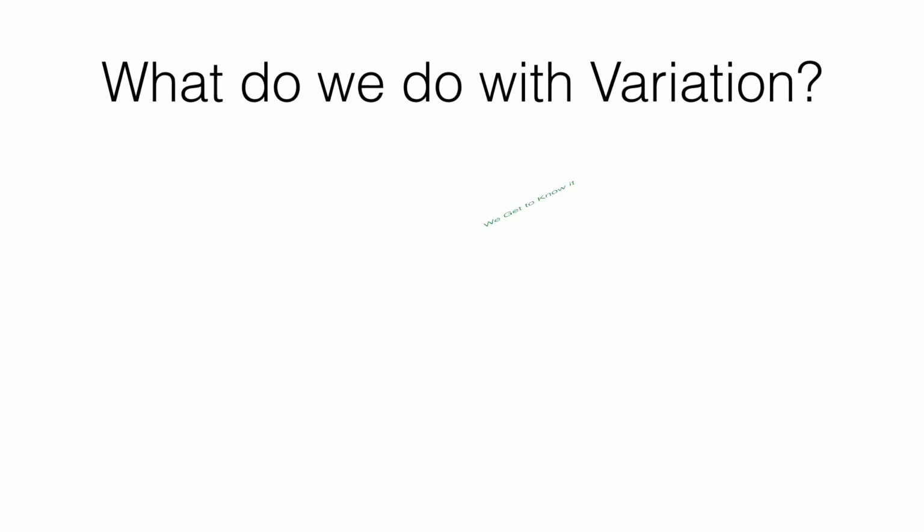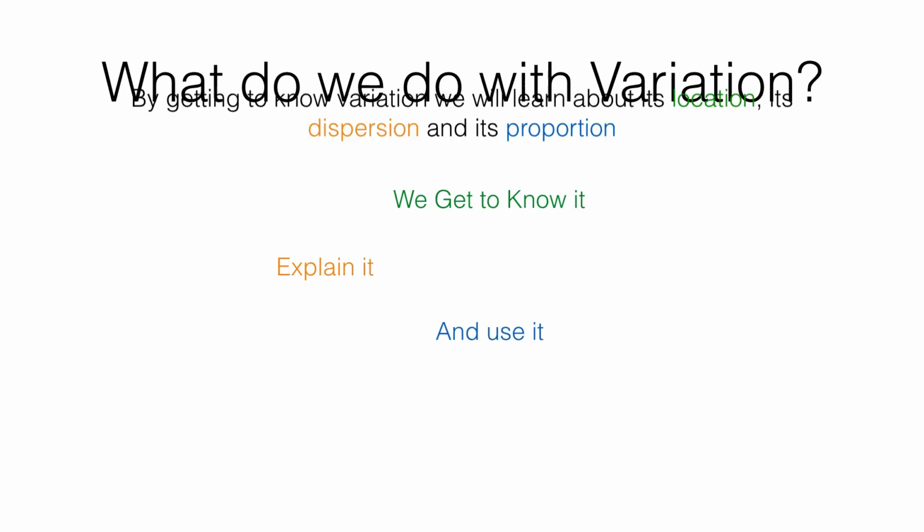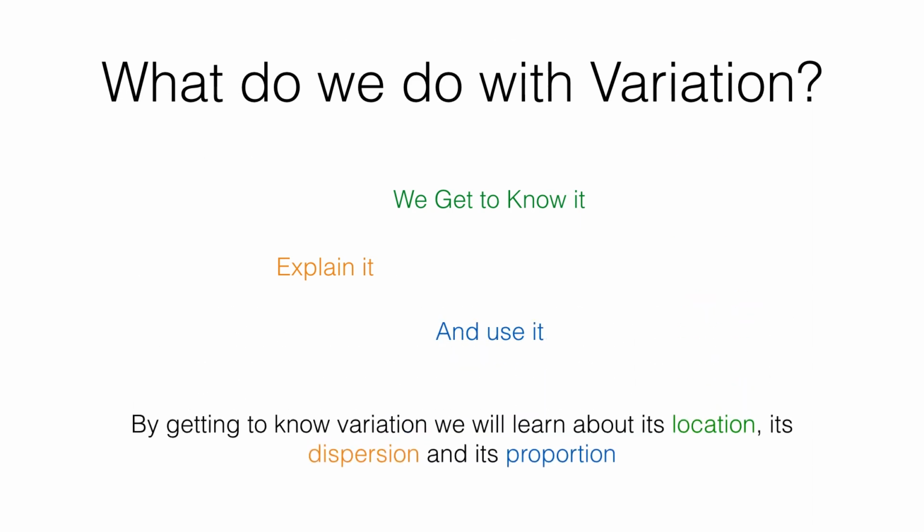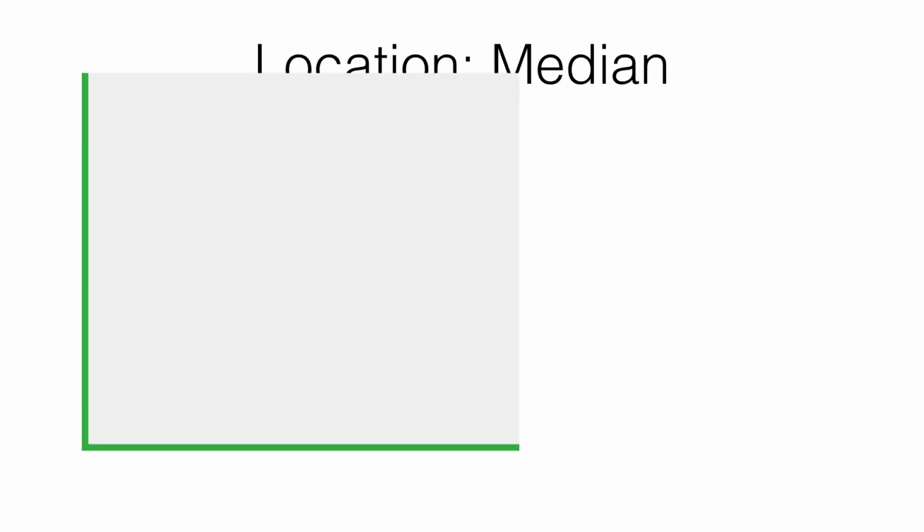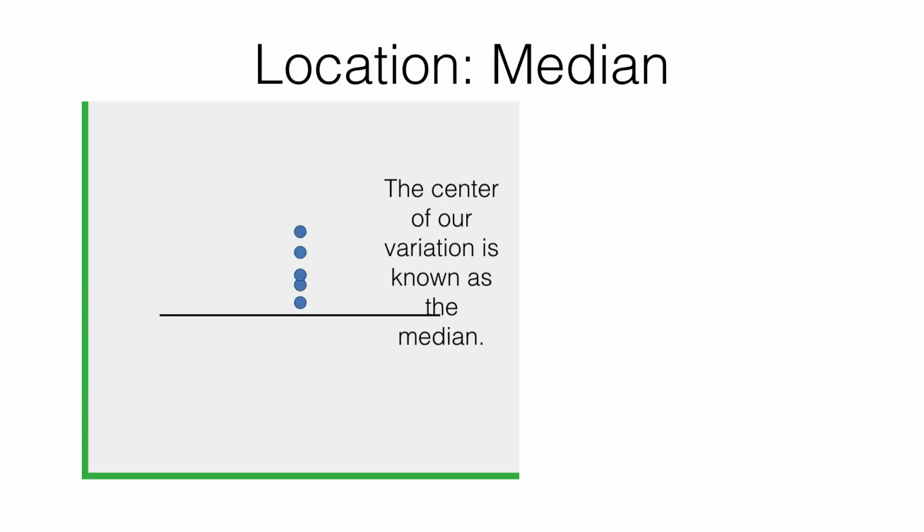What do we do with variation? We get to know it, explain it, and use it. Let us begin with how to know it. By getting to know variation, we will understand its location, dispersion, and proportion. First is location. Where is our data located?